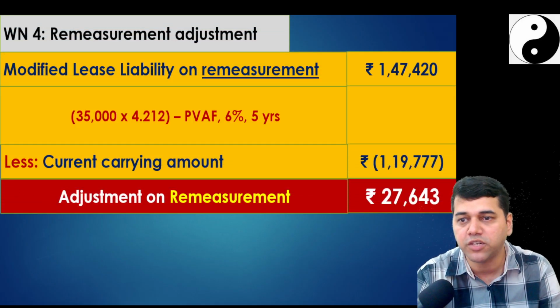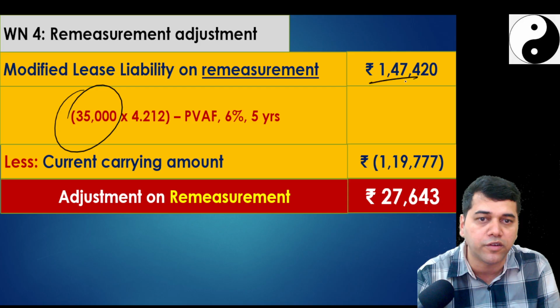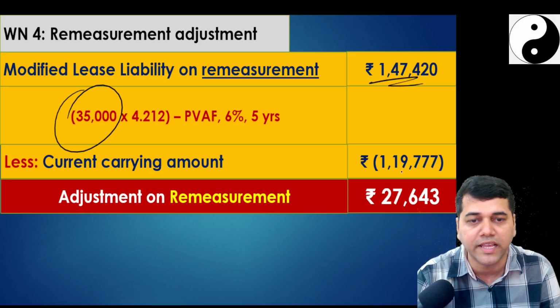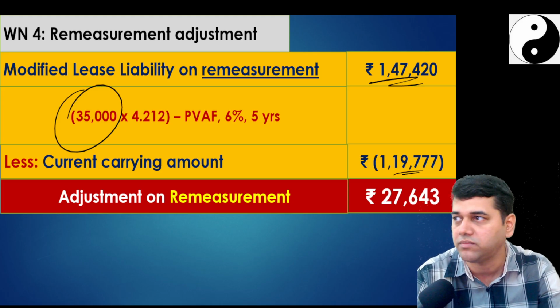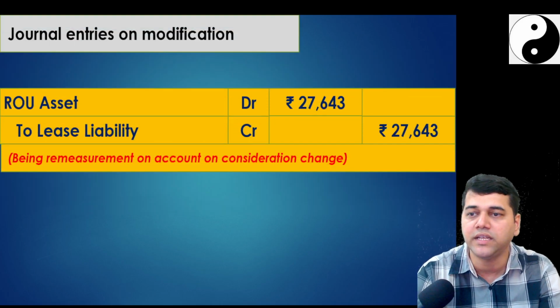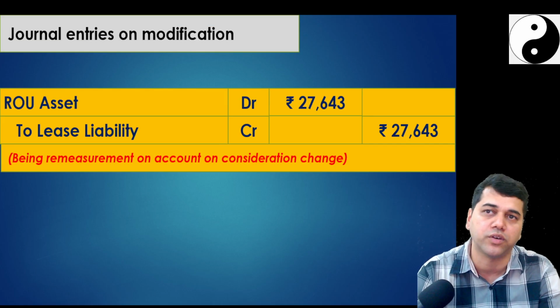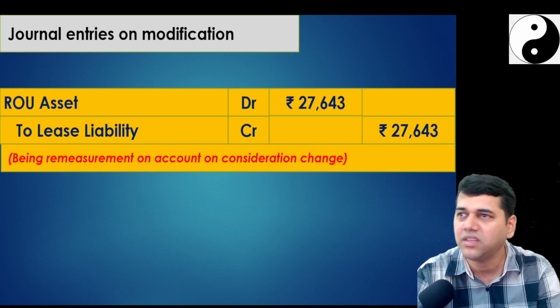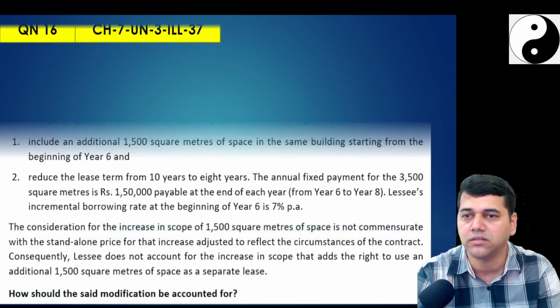Then I will do the remeasurement. 35,000 is the present value, I will take 1,47,000. Carrying amount will be 1,19,717, so the difference is 27,643. So I'll pass the accounting entry: ROU to lease liability 27,643. Fairly okay, done.